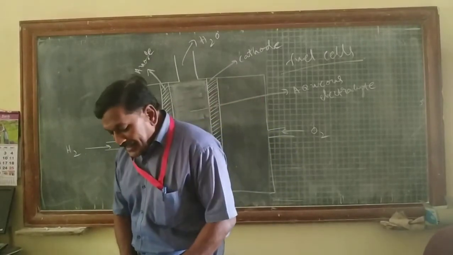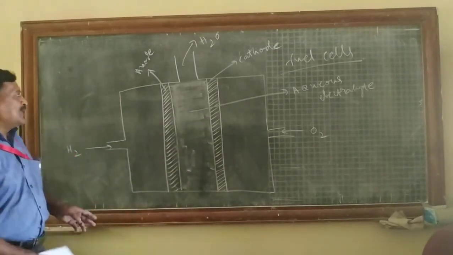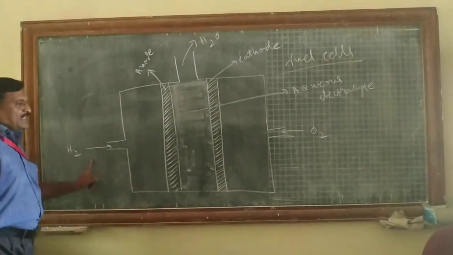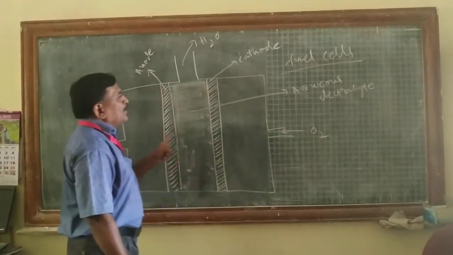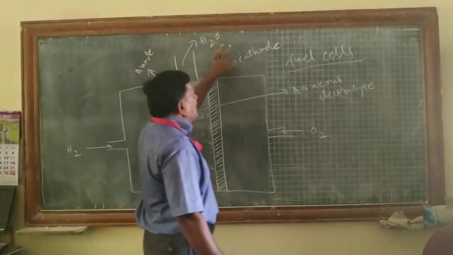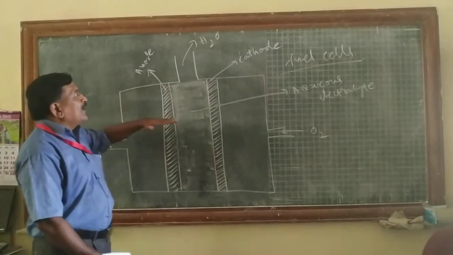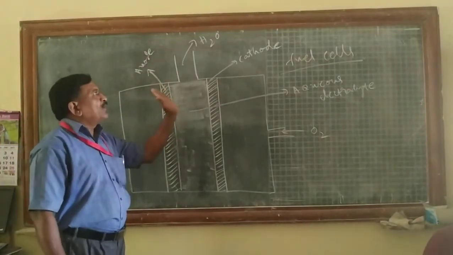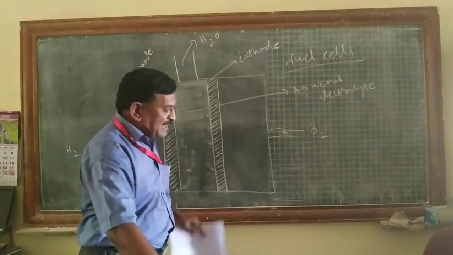This is the construction of a fuel cell. On one side we pass hydrogen gas, on the other side we pass oxygen gas. At the center there is an aqueous electrolyte, and this is the anode electrode and this is the cathode. If we heat the hydrogen and oxygen gas, they are converted into water, and the water will be evaporated, so that we get the cell of the fuel cell.